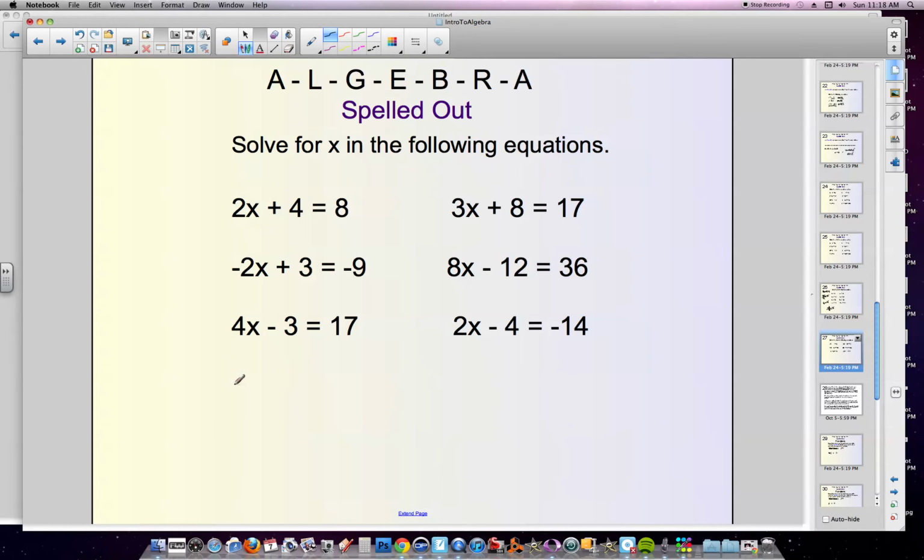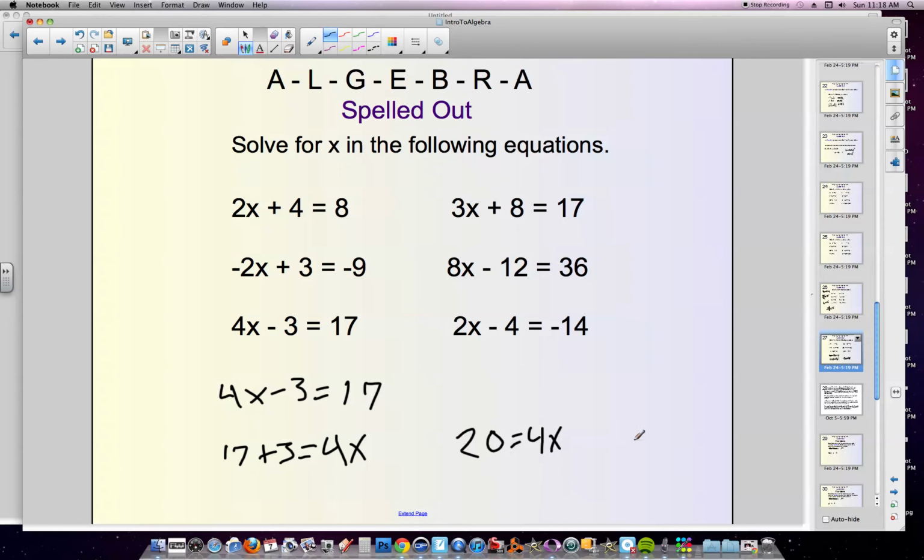I'll do one more. Let's say 4x minus 3 equals 17, right? So when looking at this, I say, okay, if 4x minus 3 is 17, then that means 4x is the sum of 3 and 17, right? This is that inverse property of subtraction. So I'm going to say that 17 plus 3 must equal 4x. Well, I know what 17 plus 3 is. It's 20. So 20 is 4x.